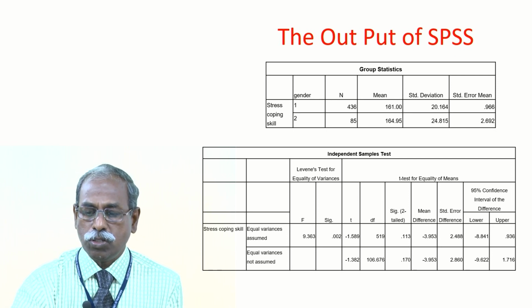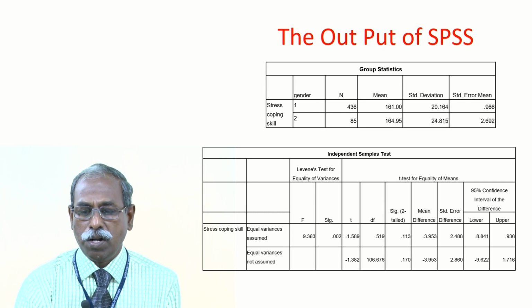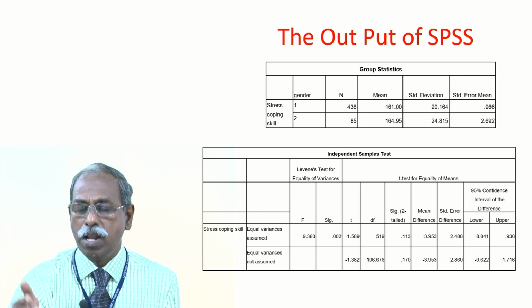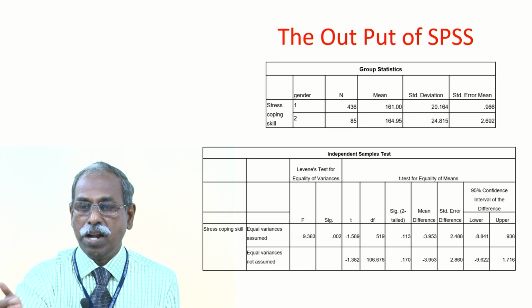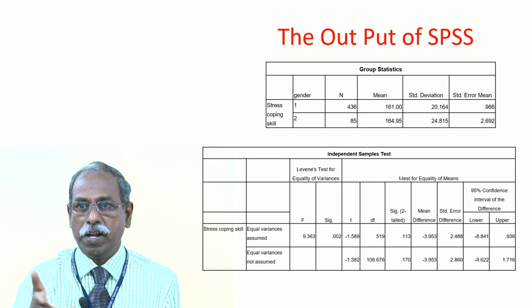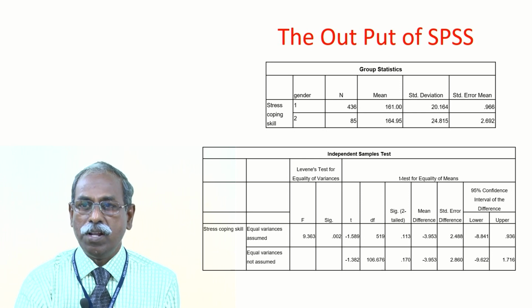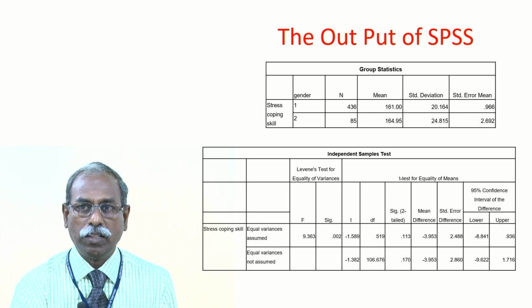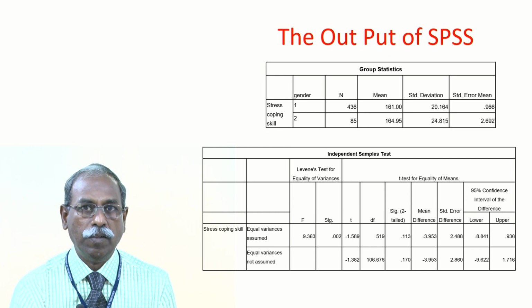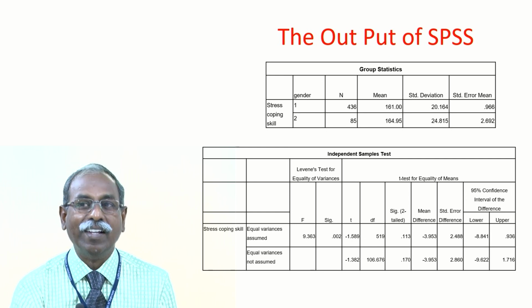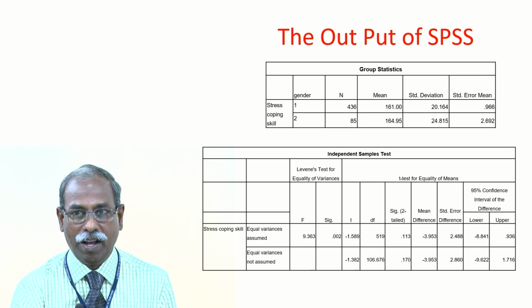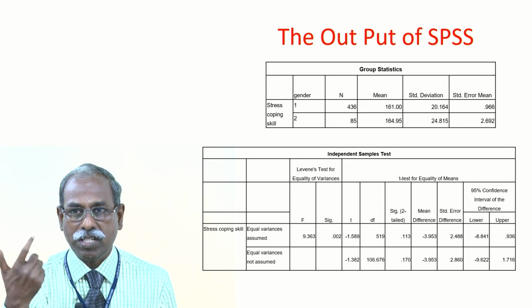So here the stress coping skills are measured, where 1 is male and 2 is female. The numbers of samples taken are 436 and 85, and the calculated mean I already explained using the formula manually, but nowadays in the computer it is not necessary. The packages calculate everything, the computer will take responsibility, and you are free from that. Because these are ready-made packages, once you enter and select the menu you will get it.